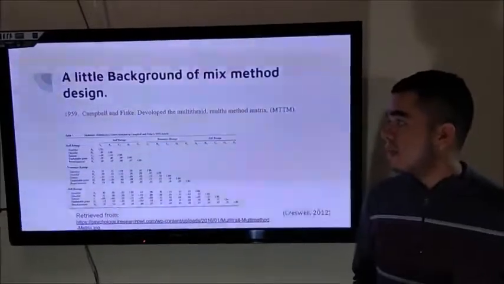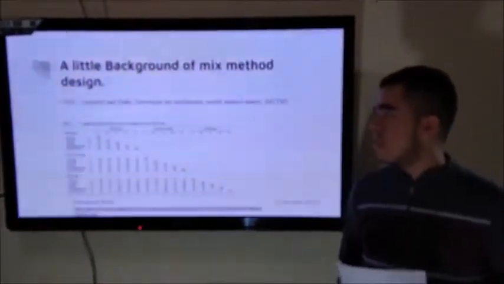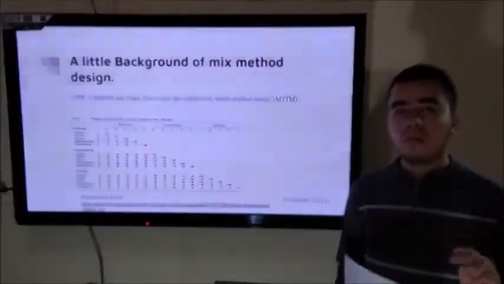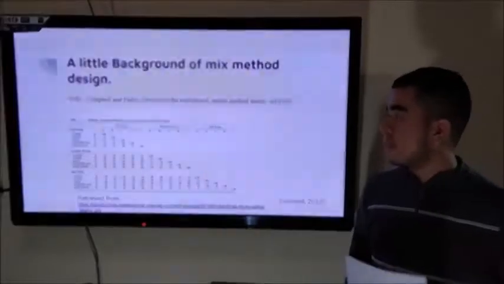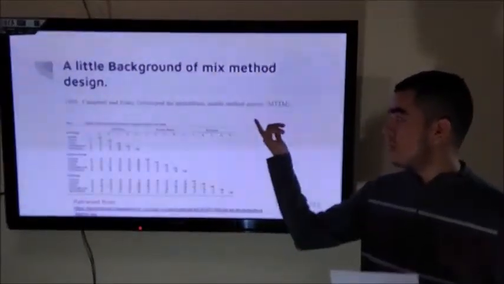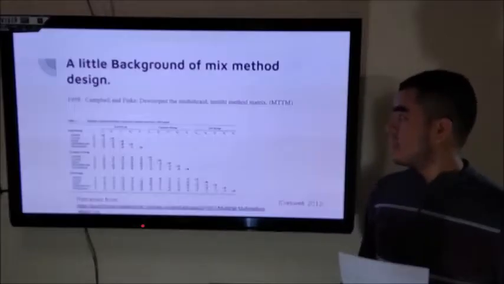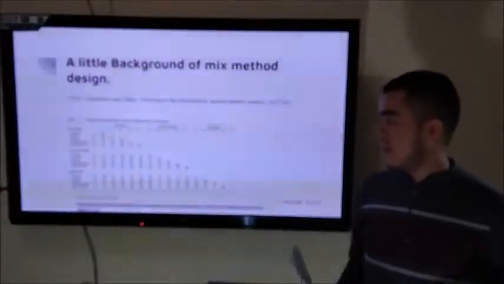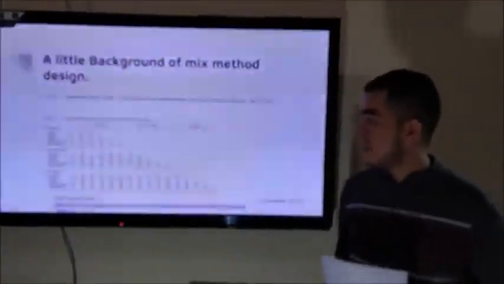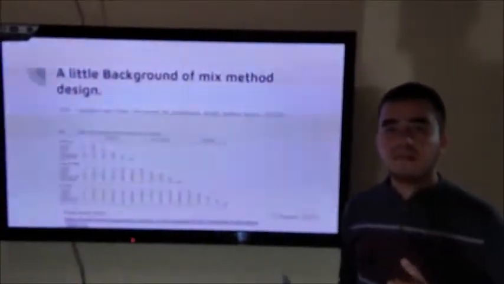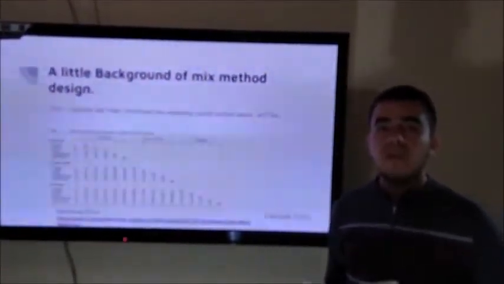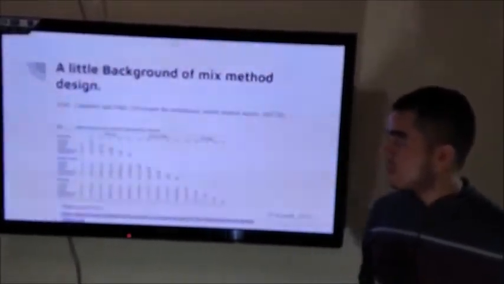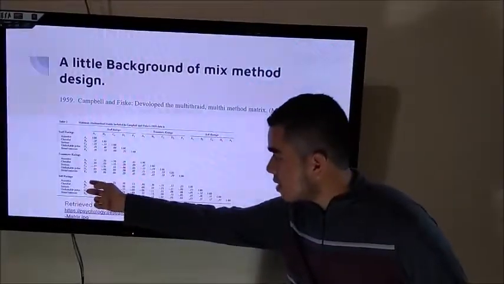So, for example, the first example in history is in 1959, when Campbell and Fiske, two investigators, developed the multitrait-multimethod matrix, also known by the acronym MTMM. In this chart, the idea is that they started to compare different variables that were tested before by three different kinds of methodologies. These methodologies were star ratings, dimmer ratings, and cell ratings.